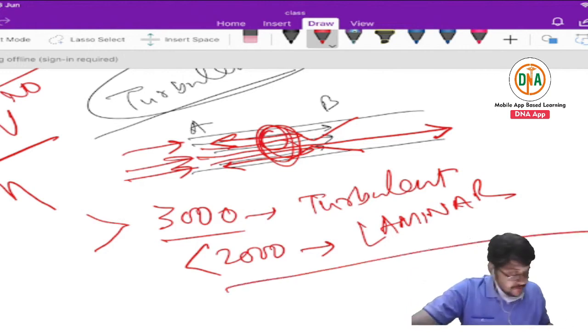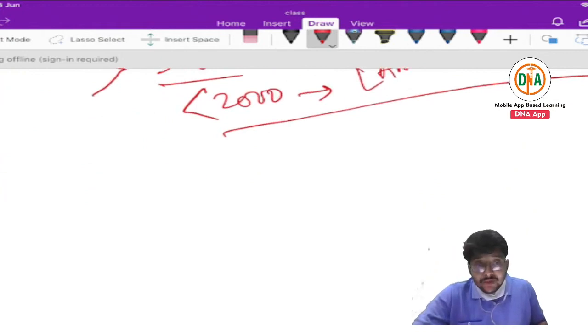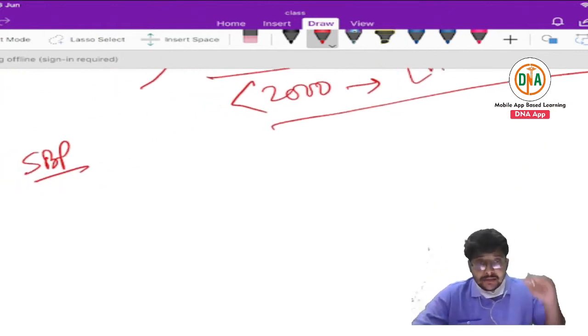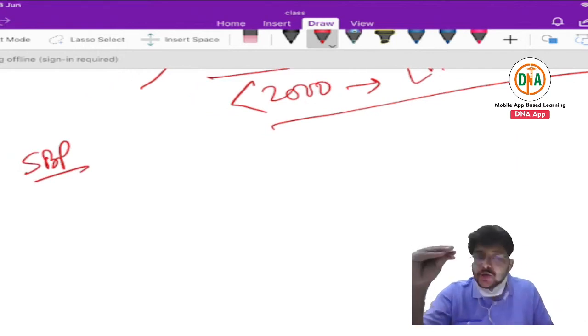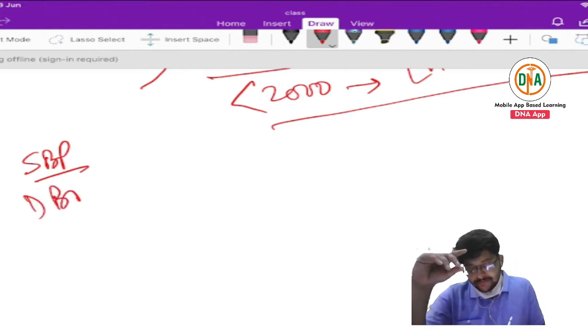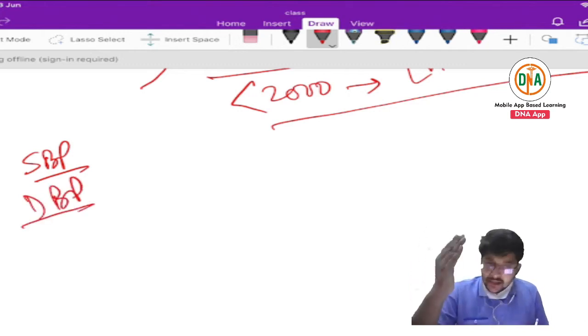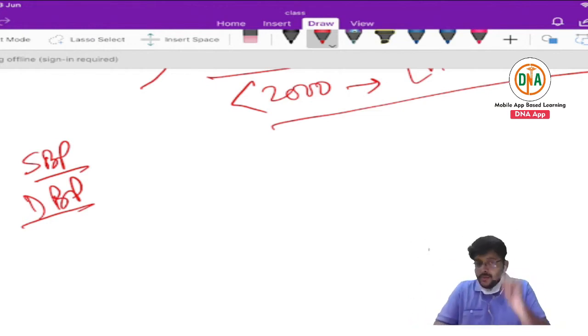Okay, so now we shall move into other topics regarding blood pressure. First is the systolic blood pressure. That's the maximum blood pressure we get during the height of systole. And we have the diastolic blood pressure, DBP, that we get during the lowest trough, or nadir, of diastole. Now, one more important thing.